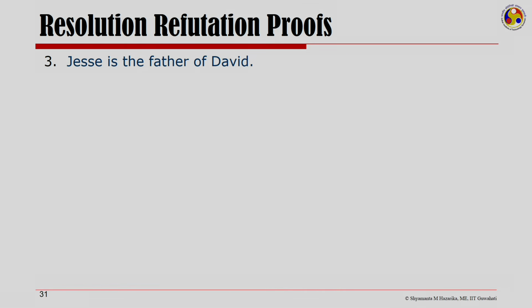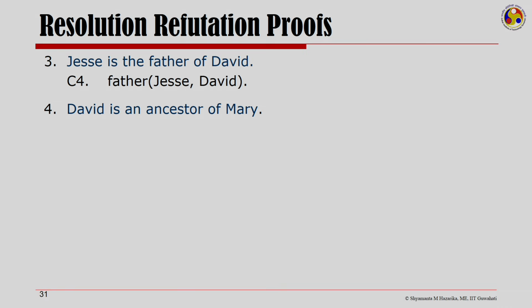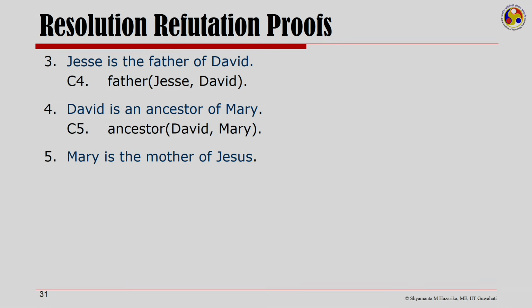Now, the third statement is pretty simple. It is saying Jesse is the father of David. So, we have a ground statement, father Jesse comma David, no variables in there, so it is already in clausal normal form. We have David is an ancestor of Mary, so we have ancestor David comma Mary, already in clausal normal form. Mary is the mother of Jesus. So, mother Mary comma Jesus.